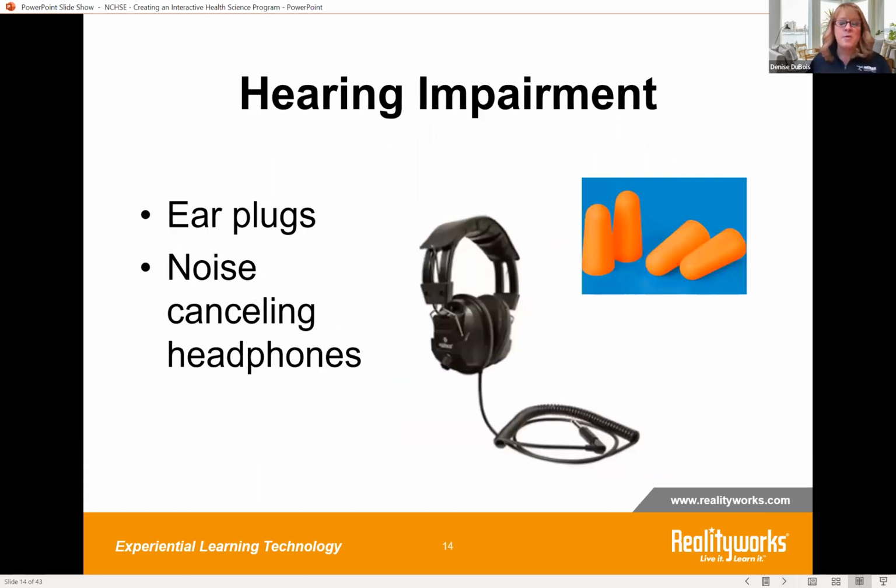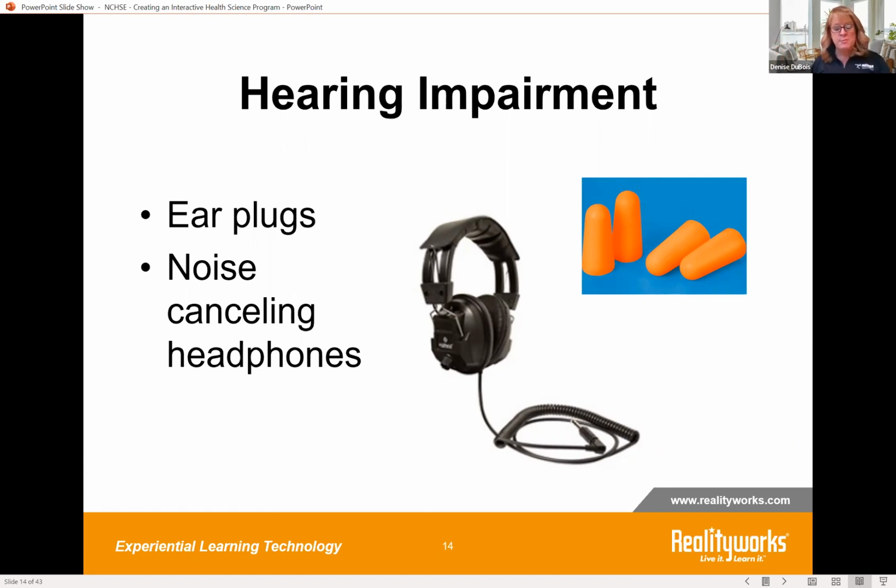Hearing impairment, another one that's not real difficult. To simulate hearing loss, you could easily use things like earplugs, or even noise-canceling headphones, which do a great job of blocking sound. Tinnitus, that ringing in the ears, can be simulated by simply playing a sustained high-pitched noise of some sort. I've even found that if you go on YouTube and search for tinnitus simulation, there are videos that have those sounds in them that you could also play and have your students listen to as part of a simulation.